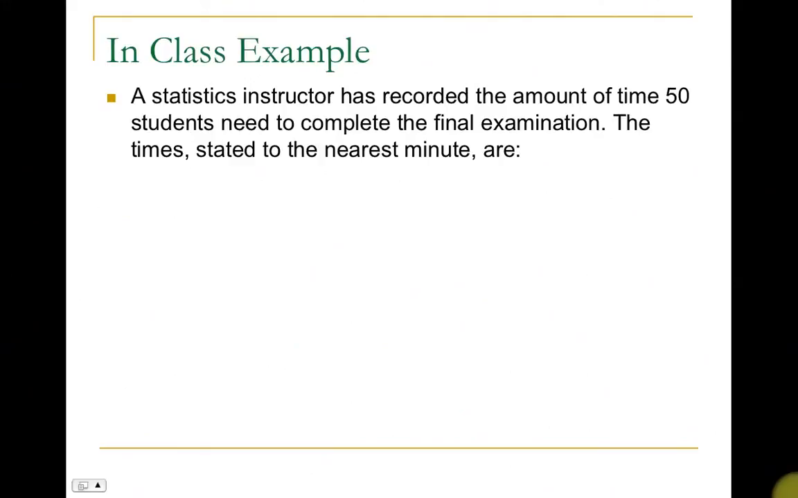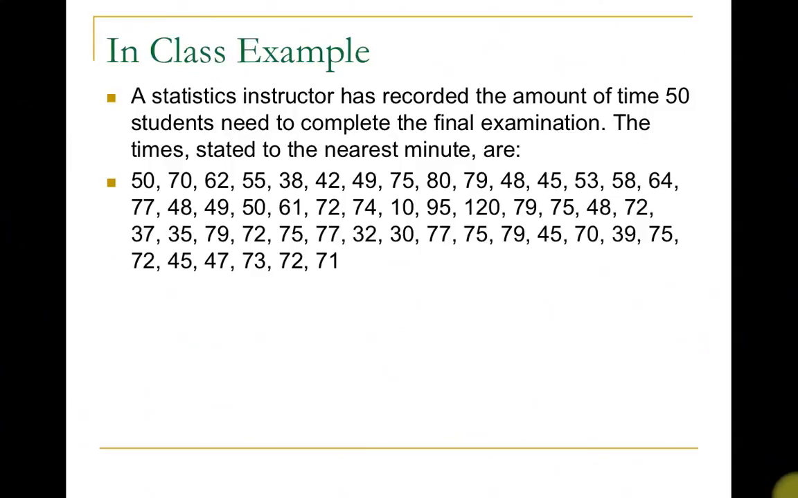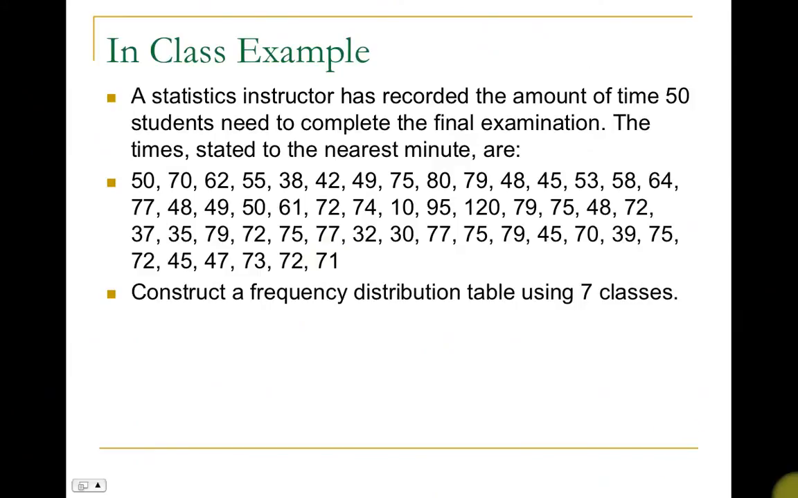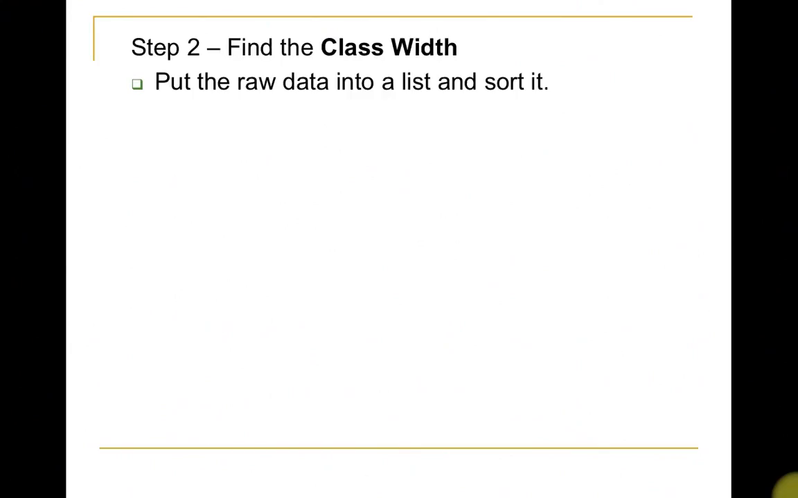Okay, so we're going to do an example where we look at 50 students and we've recorded the amount of time the students need to complete the final examination. And here are the times. So these are to the nearest minute. And we have 50 values, starting with 50 and ending with 71. To construct a frequency distribution table using 7 classes, we have to start by putting the raw data into a list and sorting it.